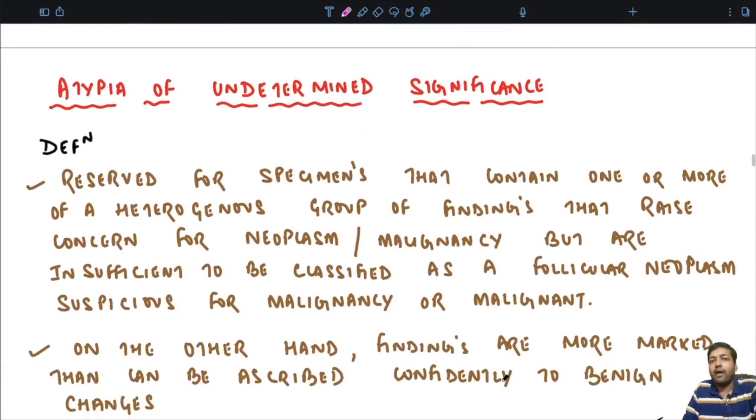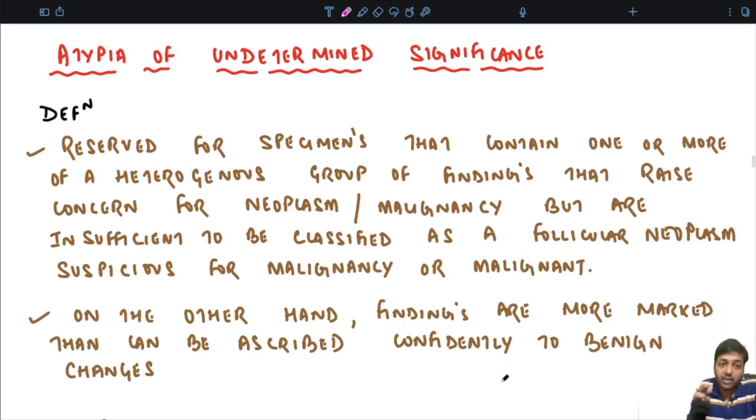Now, atypia of undetermined significance. Previously, along with this we had FLUS, or follicular lesion of undetermined significance, but that terminology is no longer used. So what is the definition? Please pay a lot of attention. You have to write the exact definition. This terminology is reserved for specimens that contain one or more of a heterogeneous group of findings that raise concern for a neoplasm or malignancy but are insufficient to be classified as a follicular neoplasm, suspicious for malignancy, or malignant.